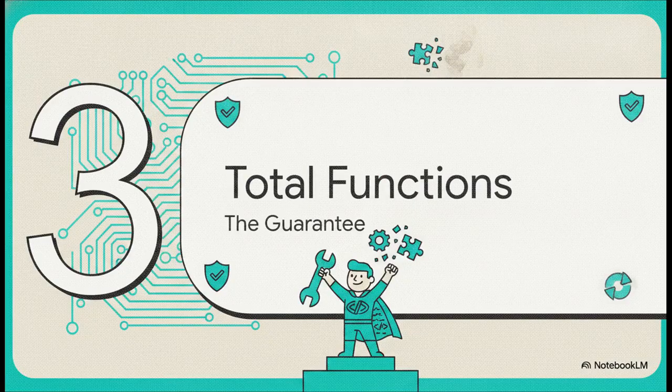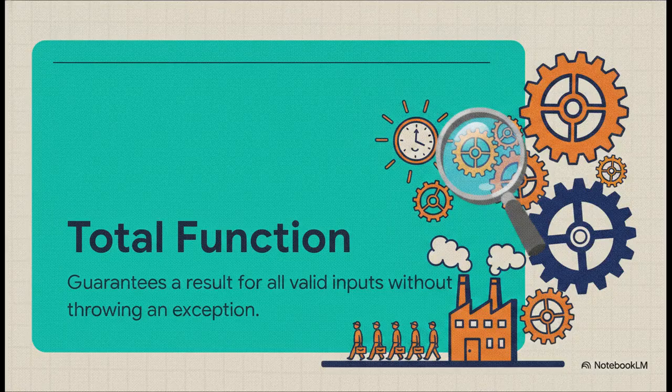Section 3, total functions, the guaranteed. So if partial functions are the problem, what's the answer? Well, as Ang points out in the notes, the total opposite of our unreliable partial function is a total function.